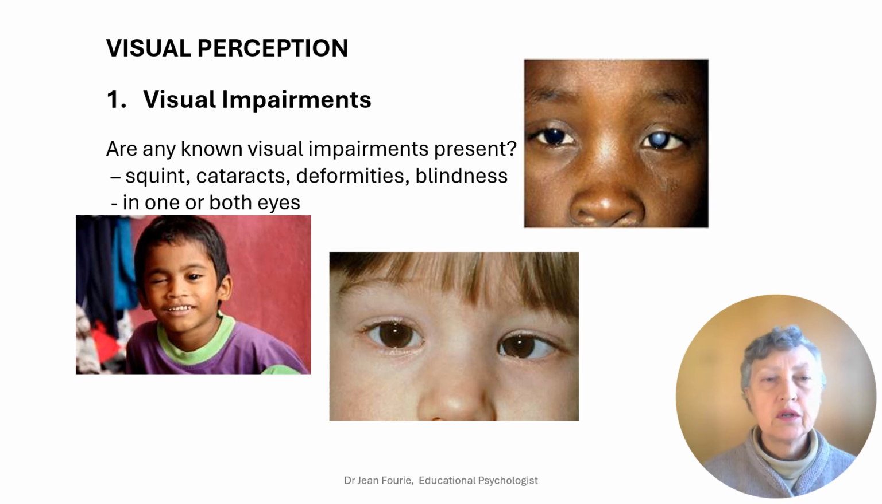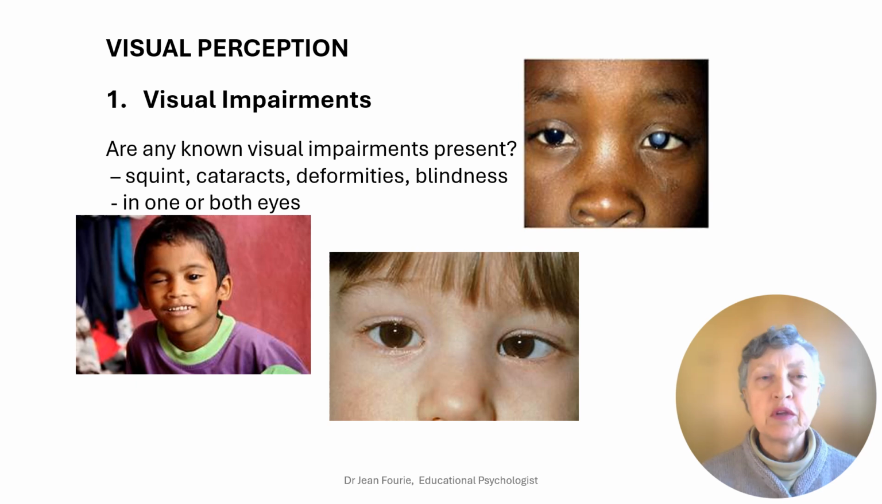In Part 1, record whether any visual impairments are present in one or in both eyes. Having a visual impairment would influence perception and might make further parts of this checklist invalid. Some impairments like squint, blindness, cataracts, or deformities could be easily observed, but most visual impairments are not observable, and so teachers should speak to the child's parents if any difficulties are suspected.